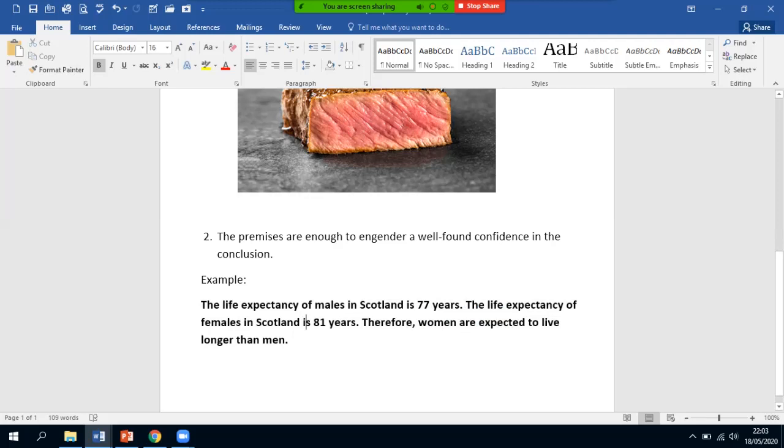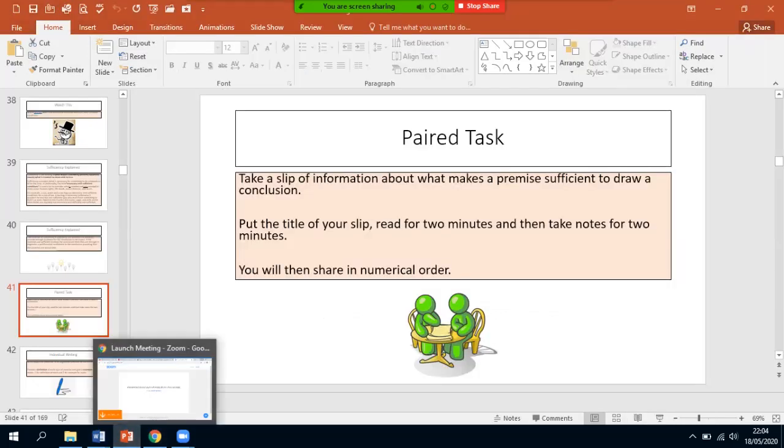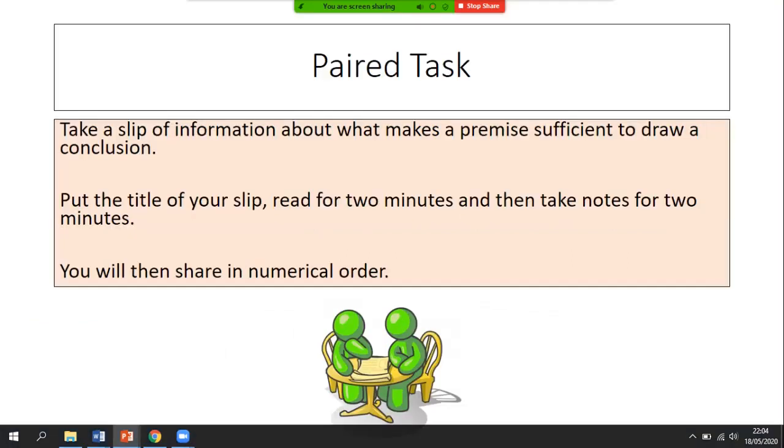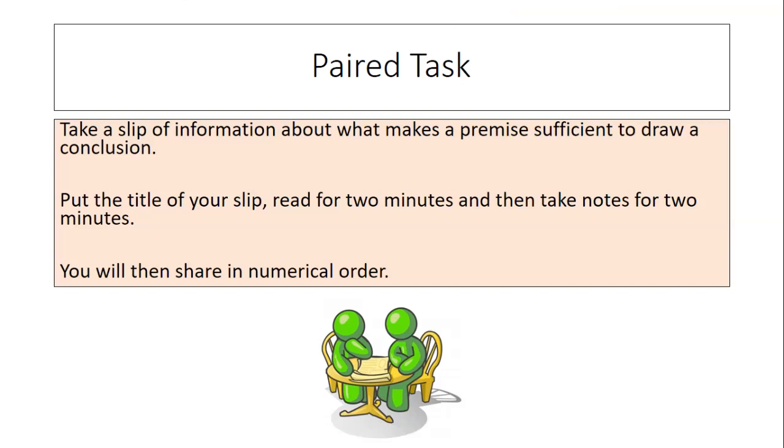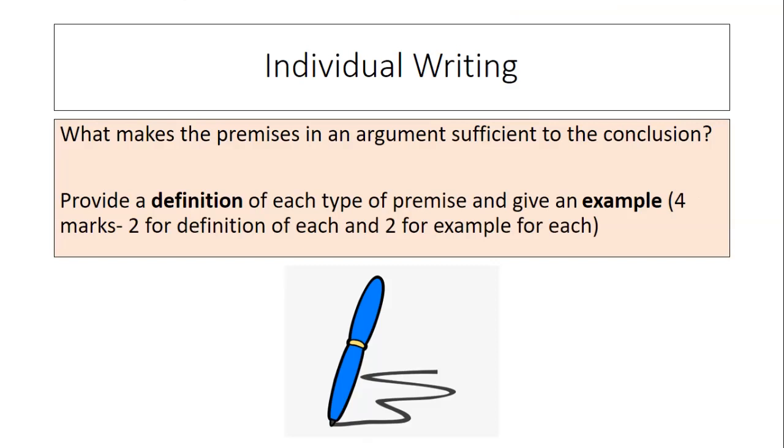So when we engender a well-founded confidence in the conclusion, we're just doing more research to suggest that this conclusion is true or false. And you're also considering, well, exactly how relevant are these premises? Right, so you're going to look at this slip of information, which is basically just a quick rehash of what I've just explained to you, but with a little bit more detail, and take notes on that, because that is going to help you when it comes to writing this answer here.